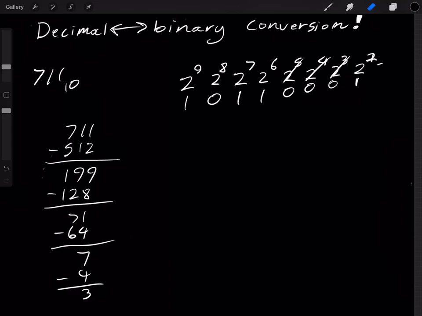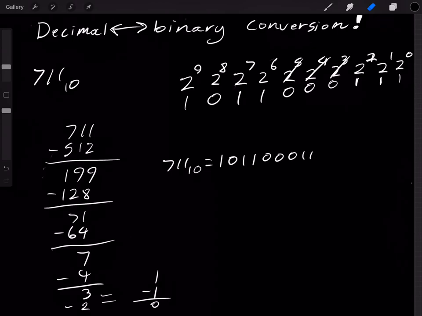And then 2 to the first power is 2. 2 goes into 3, minus 2. And that equals 1. And then 2 to the 0 equals 1. And 1 goes into 1 to equal 0. So that's a 1. So 711 base 10 is equivalent to 1, 0, 1, 1, 0, 0, 0, 1, 1, 1 base 2. I hope this was helpful in showing you.